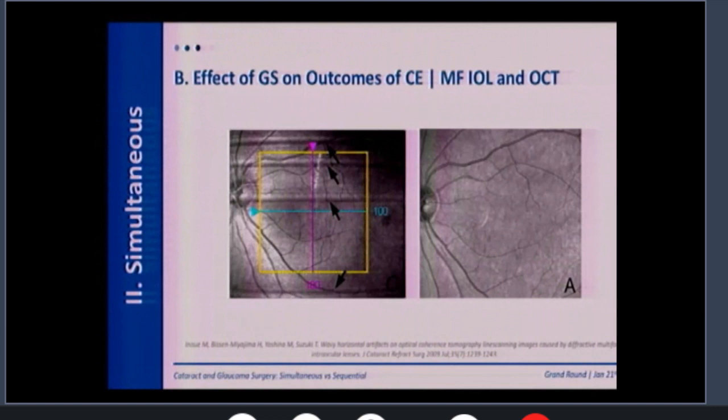They also tried another modality of imaging the optic nerve. This is a view with the scanning laser polarimetry, and they found that the artifacts were not present. Their explanation for this finding is that it's probably the difference in wavelength between the OCT and the polarimetry that might have caused the artifacts to appear here, but not here.